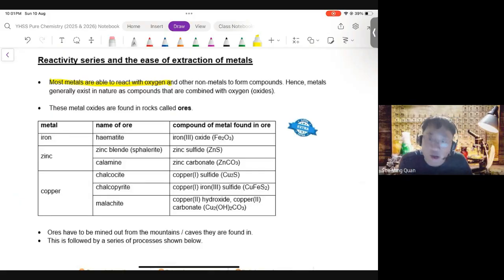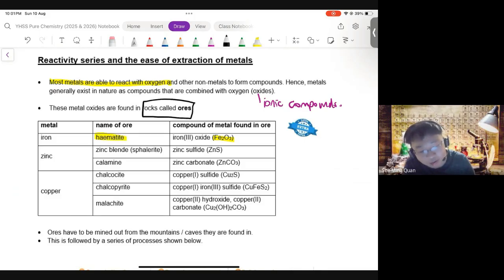Okay, so very often they have combined with oxygen to form oxides. And these oxides are ionic compounds. Very important, they are ionic compounds. So these ionic compounds are now found in the rocks. So for example, iron forms Fe2O3. It's in the rock. Now the rock is called hematite. All right. So the rocks that contain metals are called ores. So the ore of iron is called hematite.